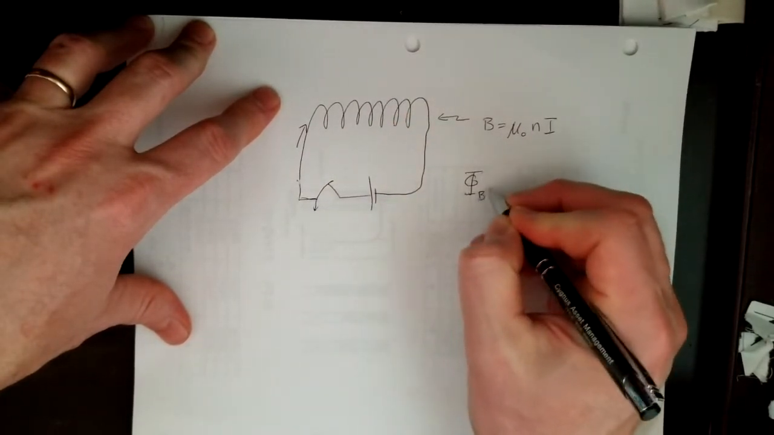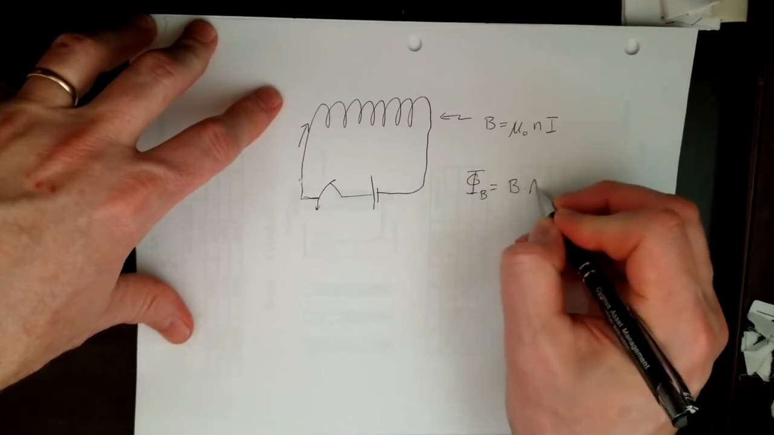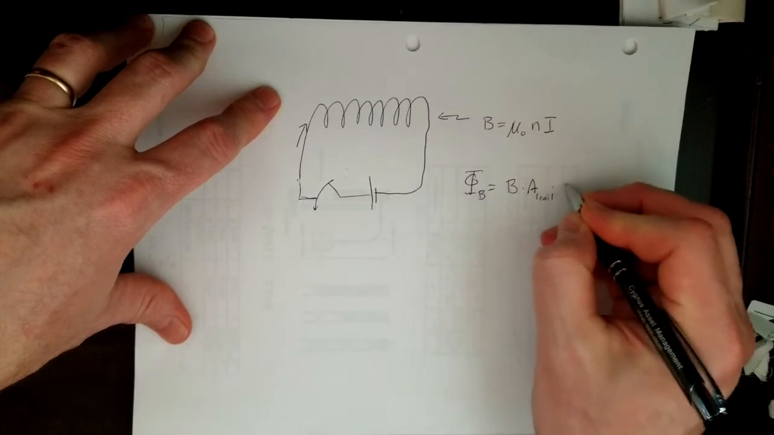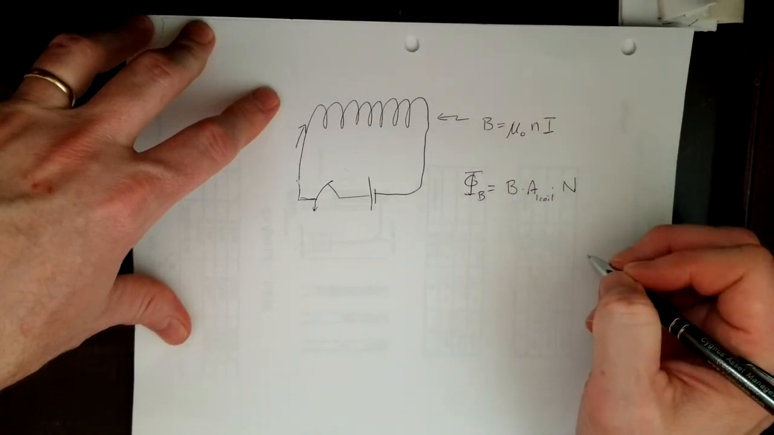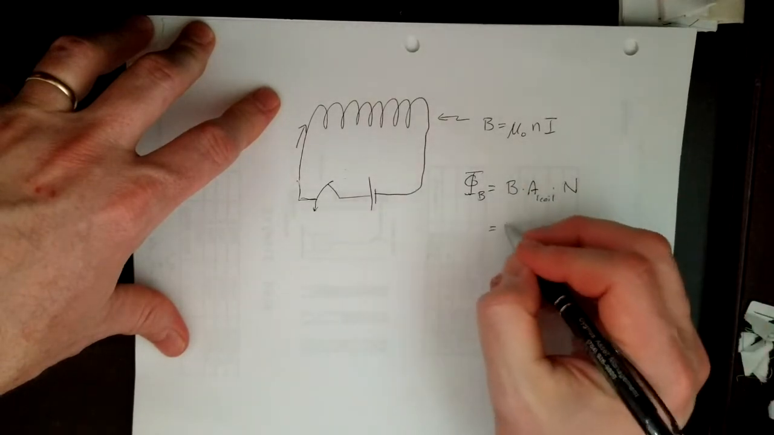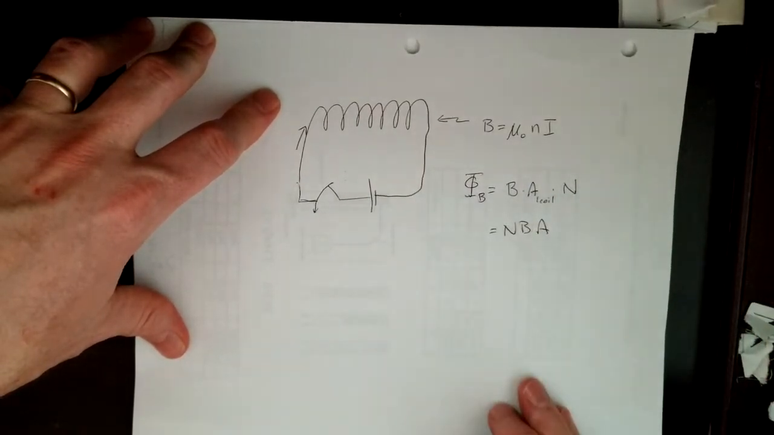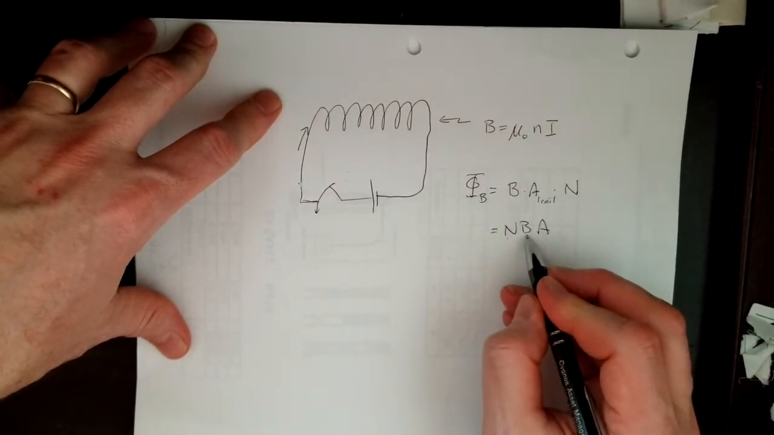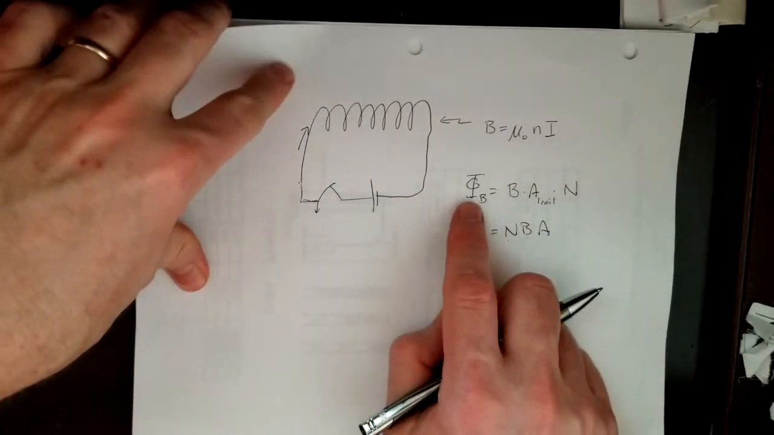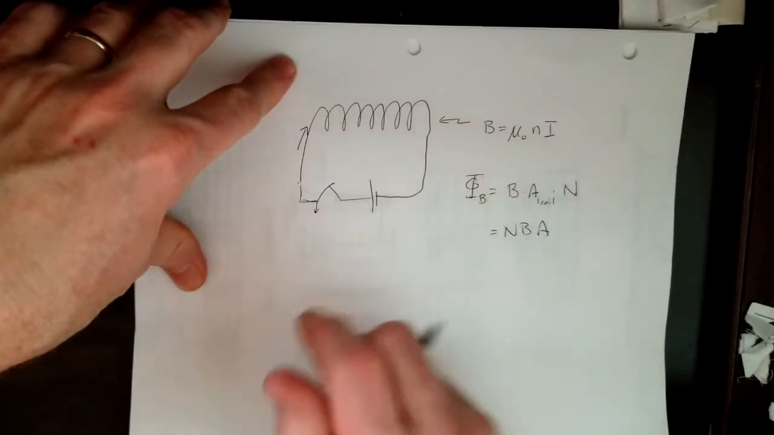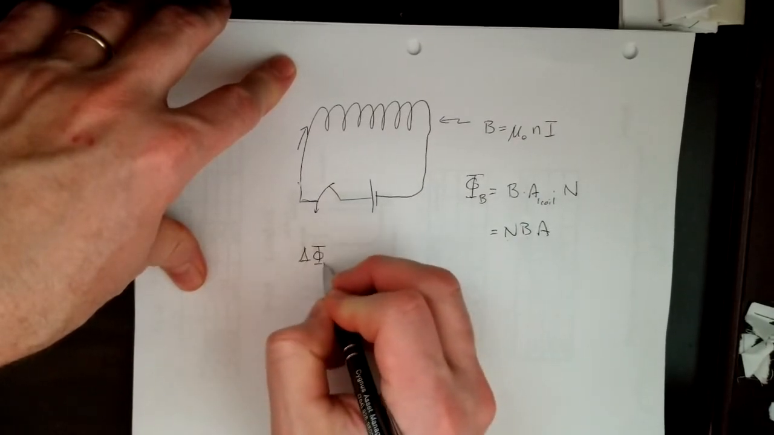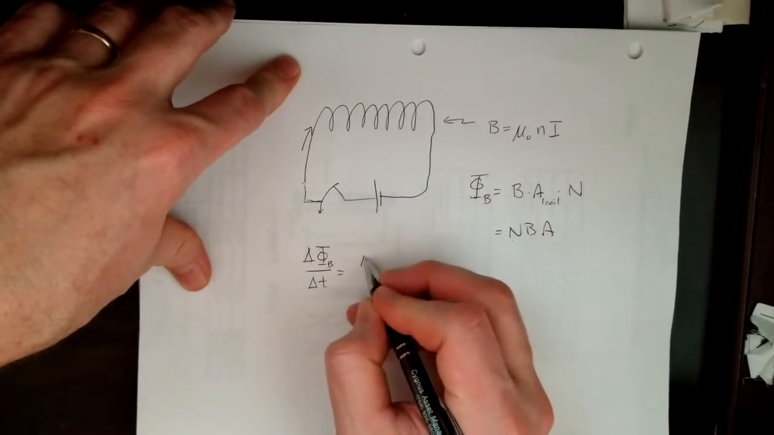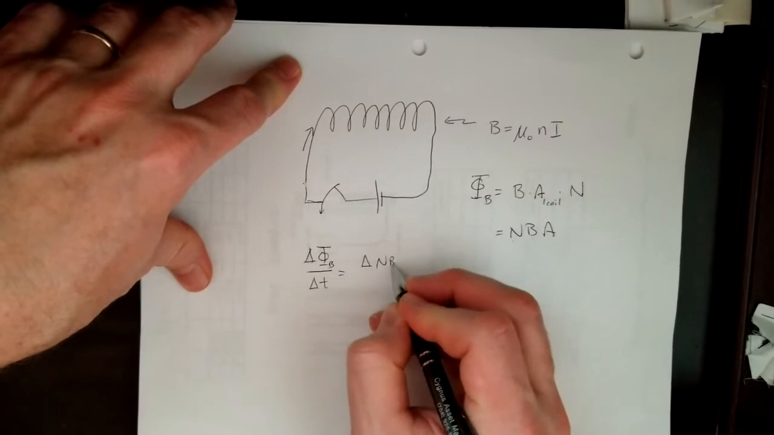So my magnetic flux is going to be equal to B times A, but recognize that's the area of one coil, times the number of coils. Generally, N comes first. So that's the area of one coil, that's the number of coils, and that's the magnetic field. Since my magnetic flux is changing, because my current is changing, I have a change in the magnetic flux over time. That's going to be equal to the change in NBA over time.